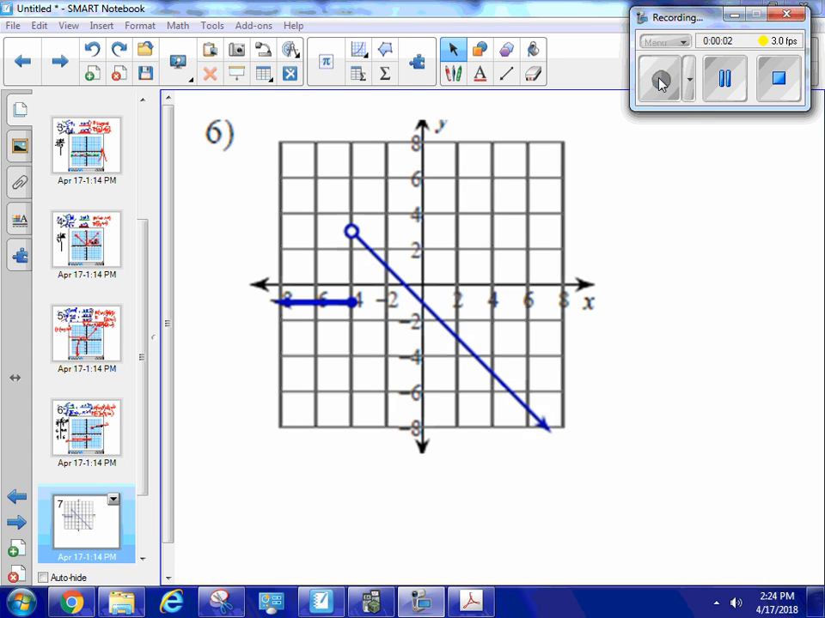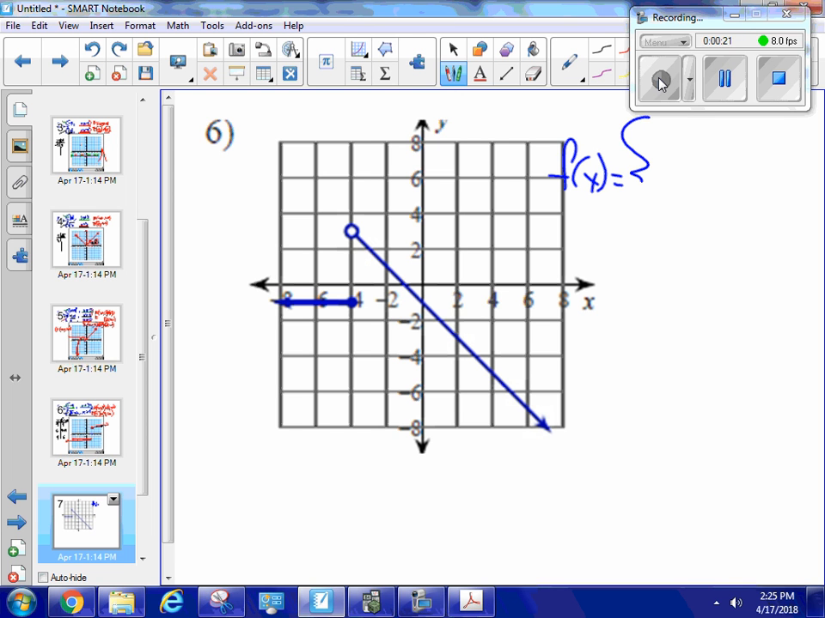In this problem, I'm given a graph, and I have to define what the piecewise function is. I have to write the piecewise function algebraically. So remember, with the piecewise function, I'm going to have f of x is equal to more than one piece. And in this case, I can see pretty clearly I have two pieces.